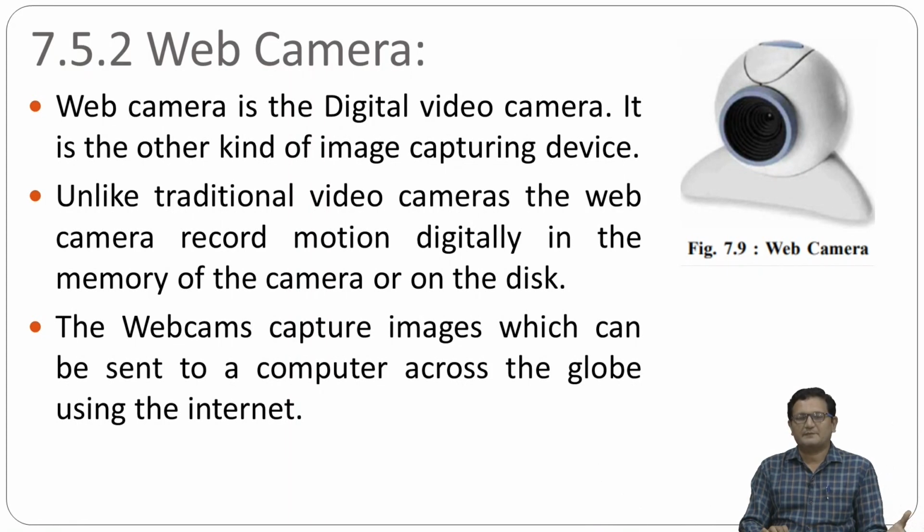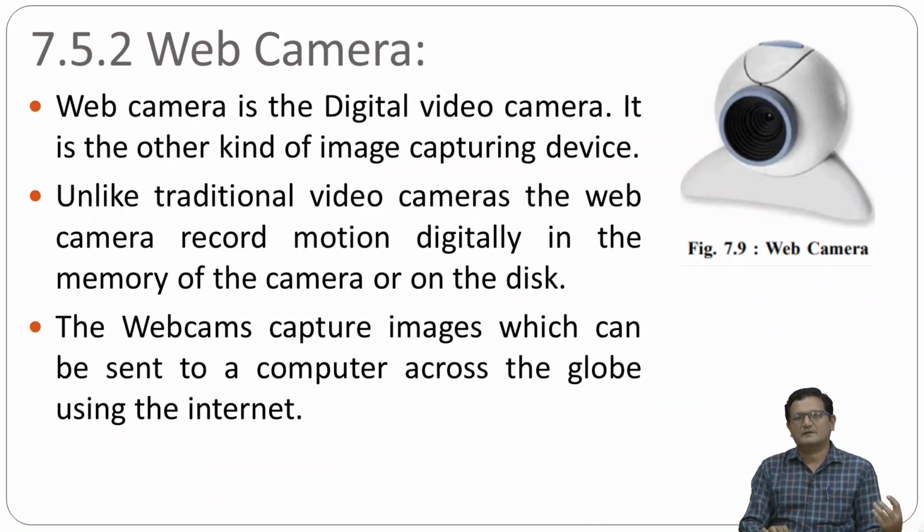This type of web camera again will have a memory module, and whatever video or motion is there will be recorded and stored in the memory card. Not only that, this type of camera you can connect with the web, right? It can be connected with your Wi-Fi router, and you can remotely see what is actually going on at your place. The web camera captures the image, which can be sent to a computer across the globe by using the internet, because this will have web connectivity.